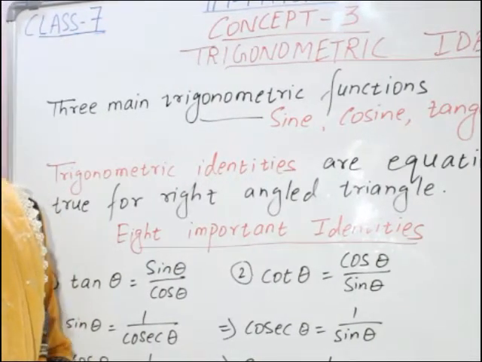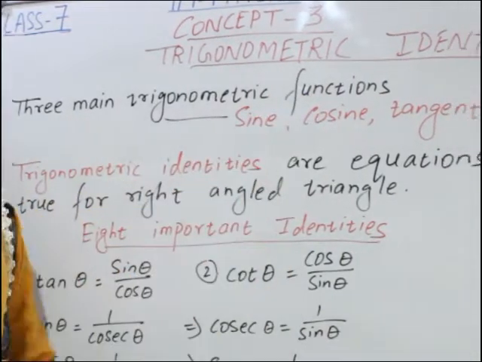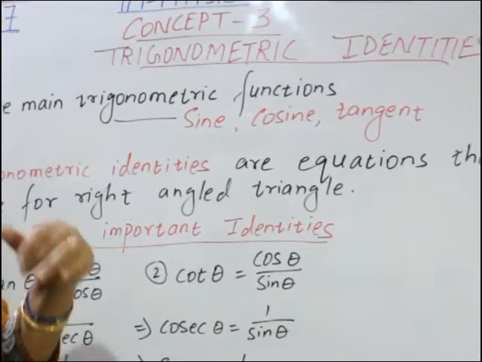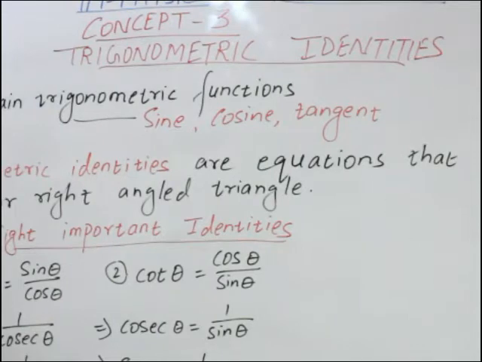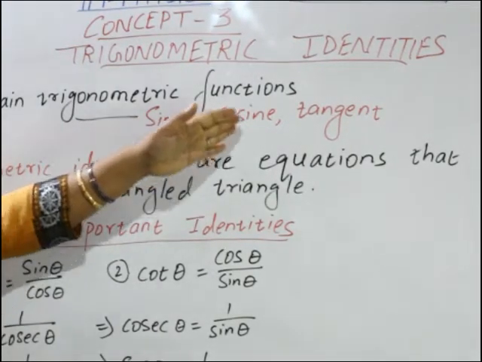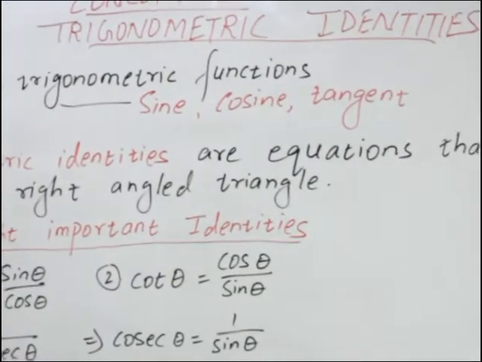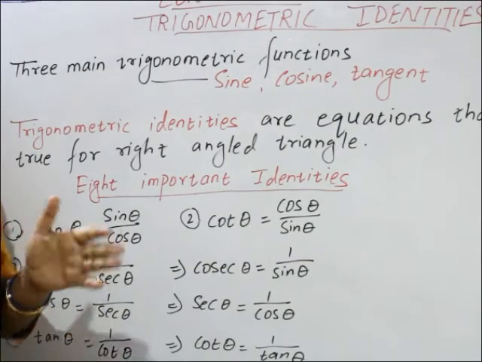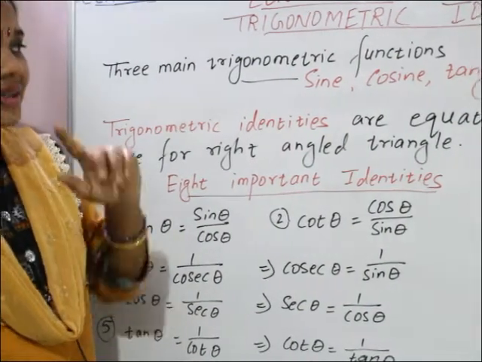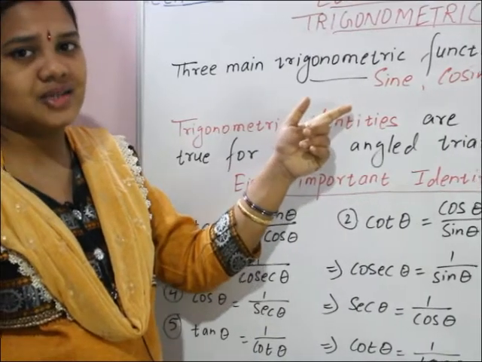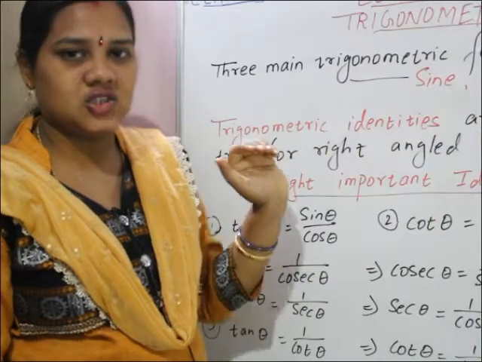Clear? So, let's start. First, the three main trigonometric functions. The three main trigonometric functions are sine, cosine and tangent. Then there are cotangent, secant and cosecant, but those three are the reciprocals of these three. The main three functions are sine, cosine and tangent.